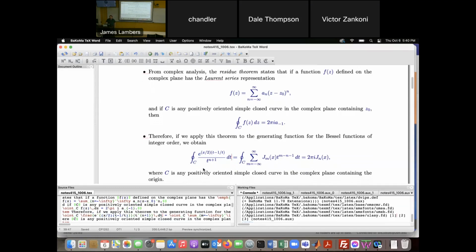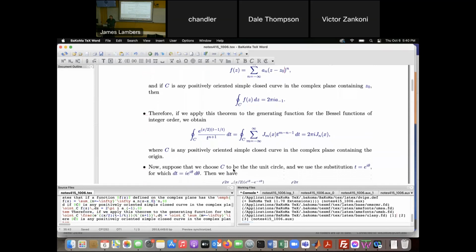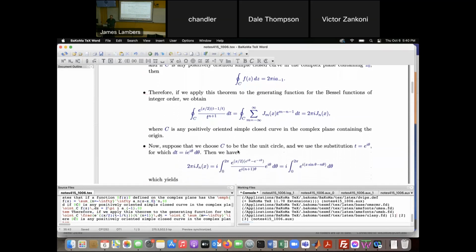Now C is allowed to be any positively oriented simple closed curve that has to contain, for the residue theorem, the center of your Laurent series expansion. In this case, the center is 0. So as long as C is a curve that contains the origin, this result is valid. But we might as well pick a particularly convenient curve for C, which we'll do. We'll just choose C to be the unit circle. What could be simpler than that?